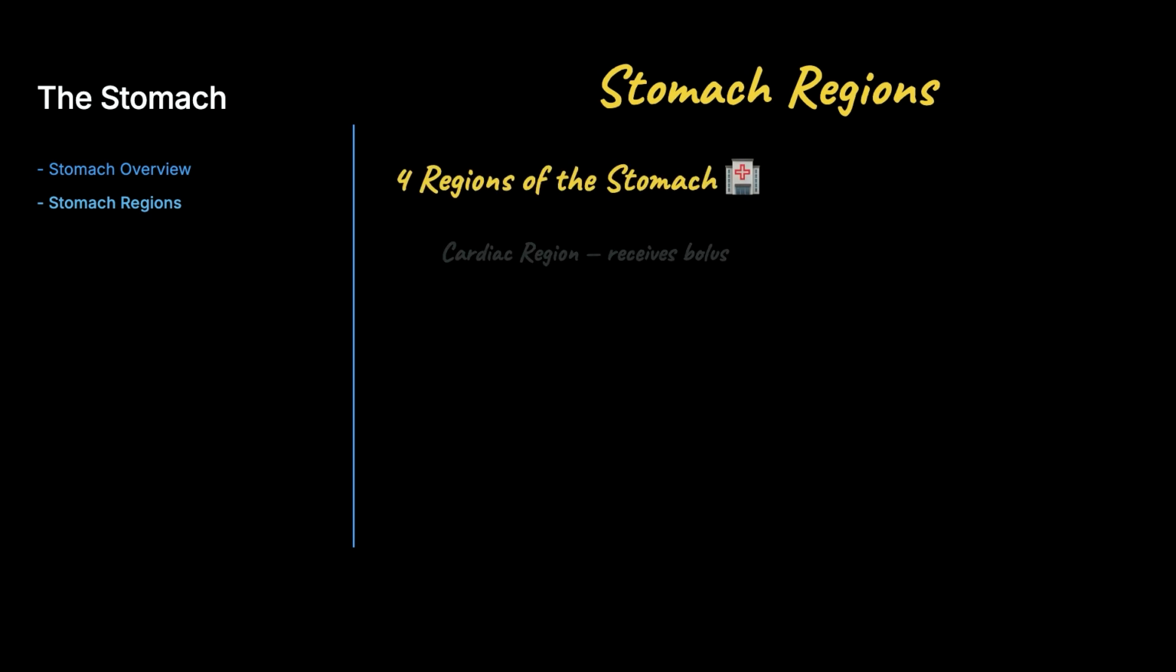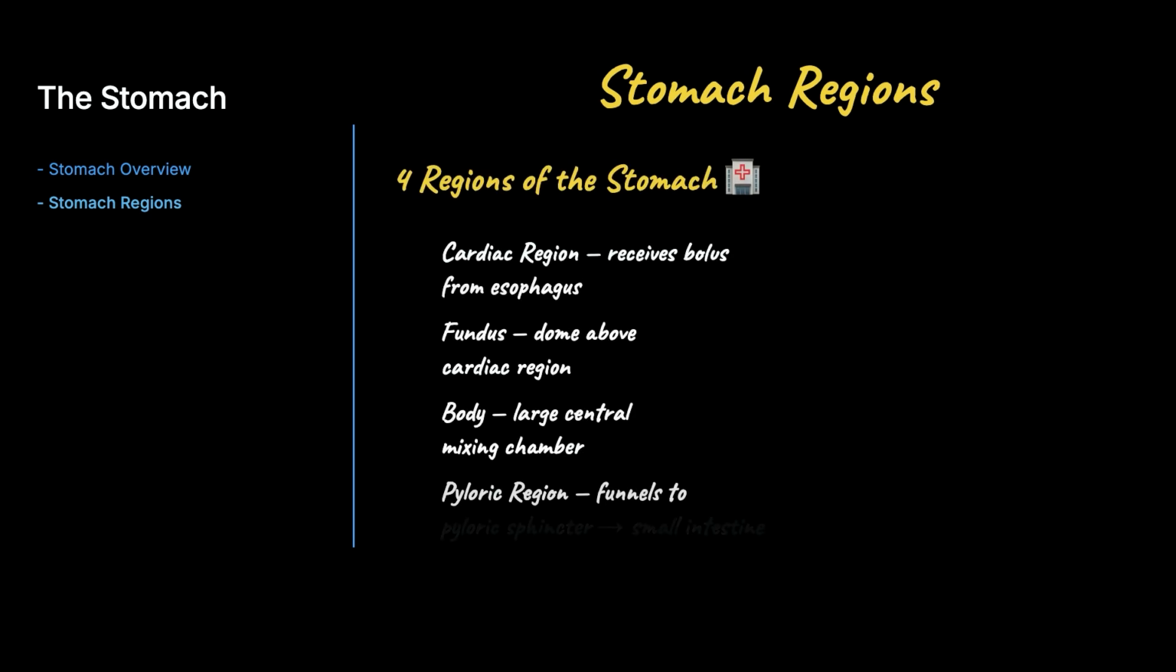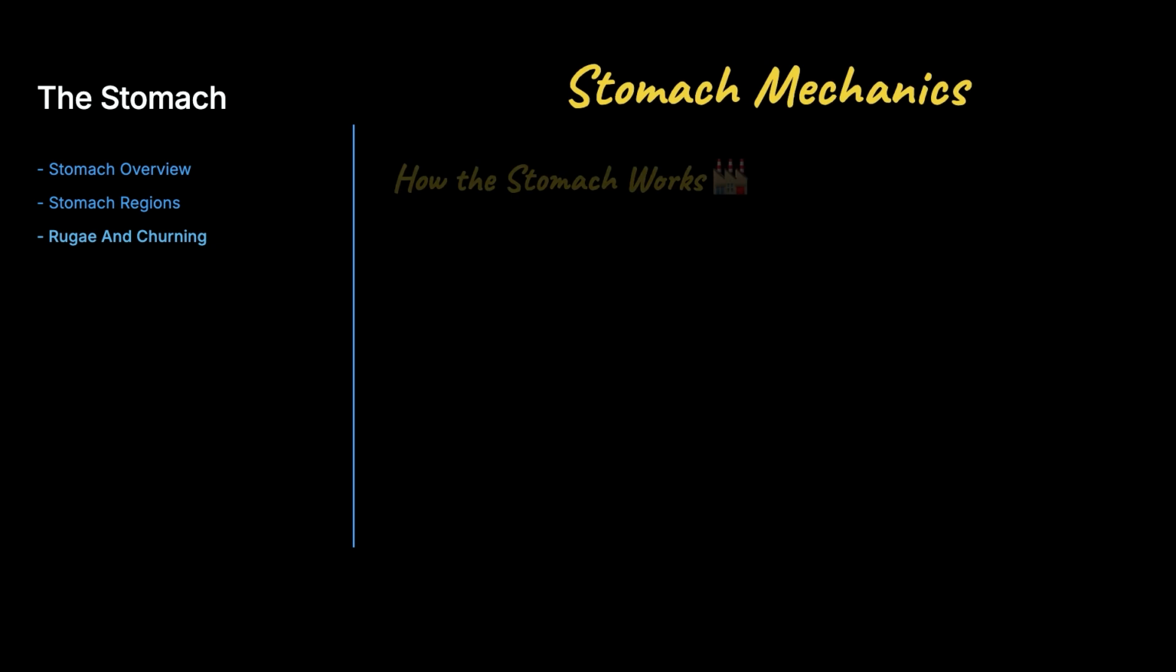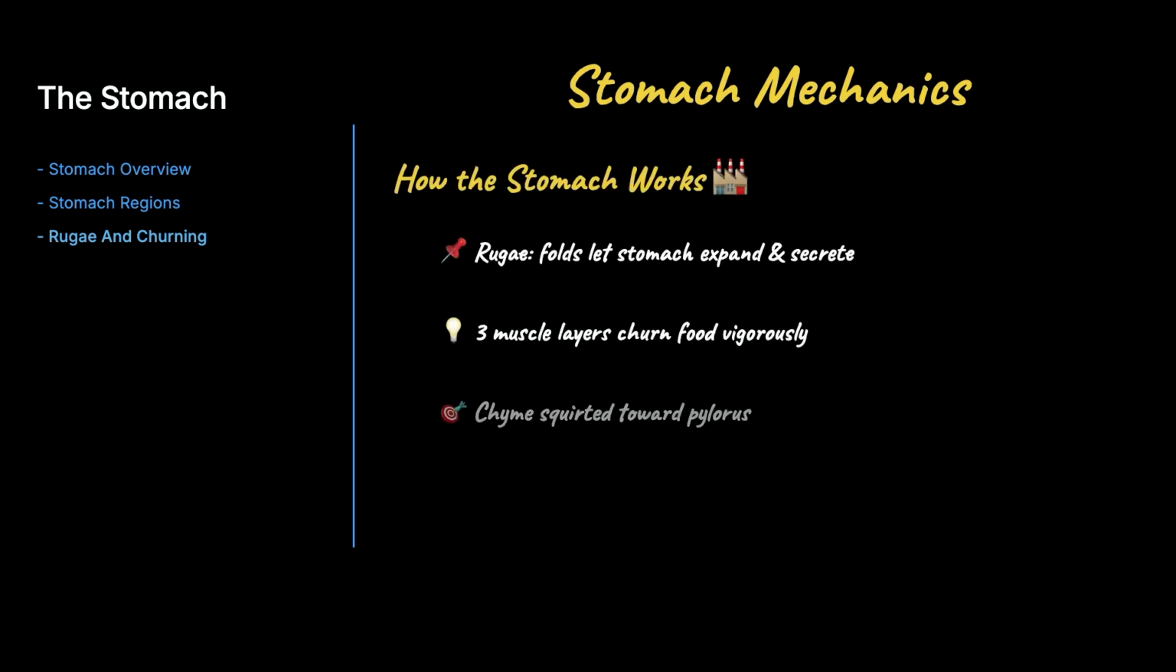The stomach has 4 regions exams often ask about. The cardiac region surrounds the entrance from the esophagus and receives the bolus. The fundus is the dome bulging above it. The body is the large central mixing chamber, and the pyloric region funnels down to the pyloric sphincter, the gateway into the small intestine. When empty, the stomach lining folds into ridges called rugae.